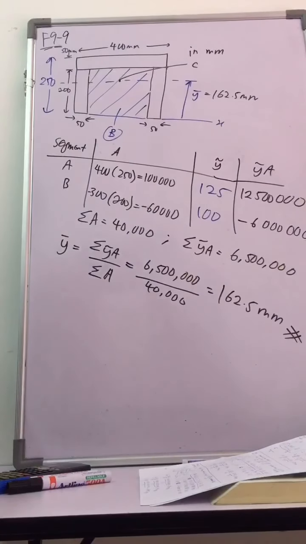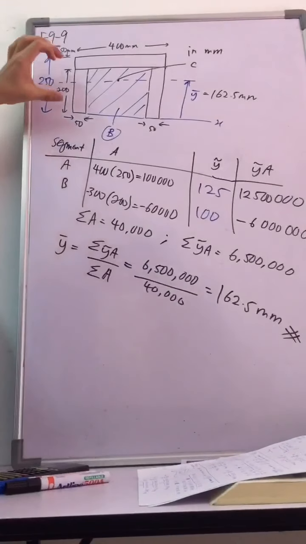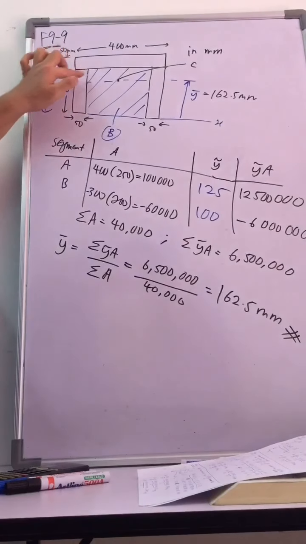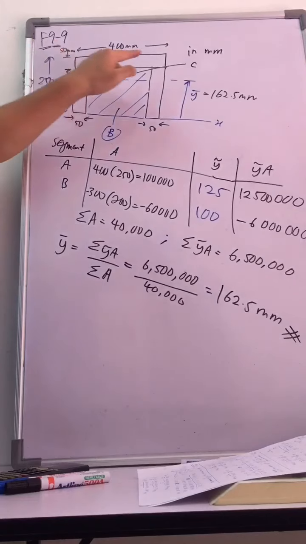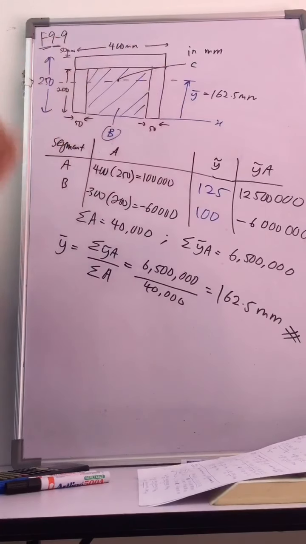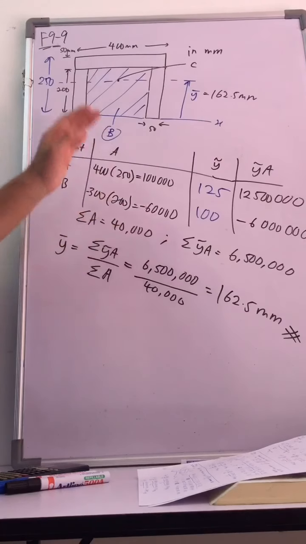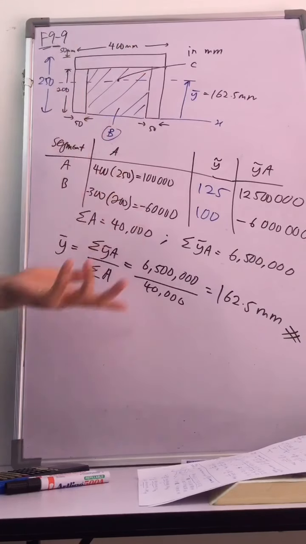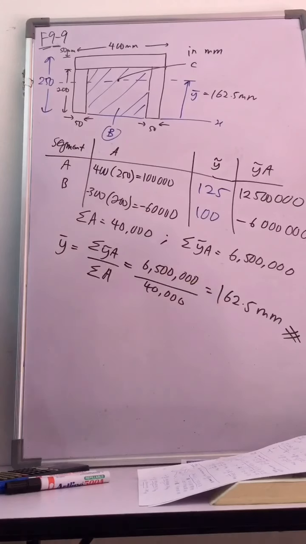Again, you can do this individually. This is one segment, another segment, and the third segment. Okay, you can do that and sum them up. You don't have this negative area if you want. But if you want to do this negative area, then we'll get exactly the same answer. No problem. Okay.